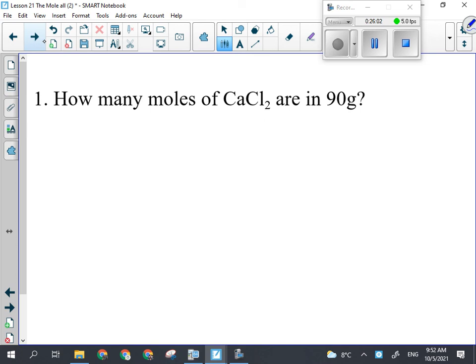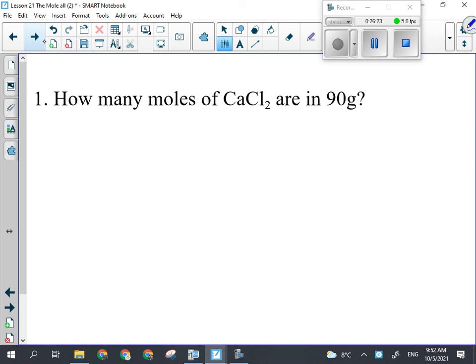This is also the easiest mole equation question. How many moles of calcium chloride are in 90 grams? A question like this would be out of probably 3 marks. Maybe 4 if I was feeling really generous, but probably 3.